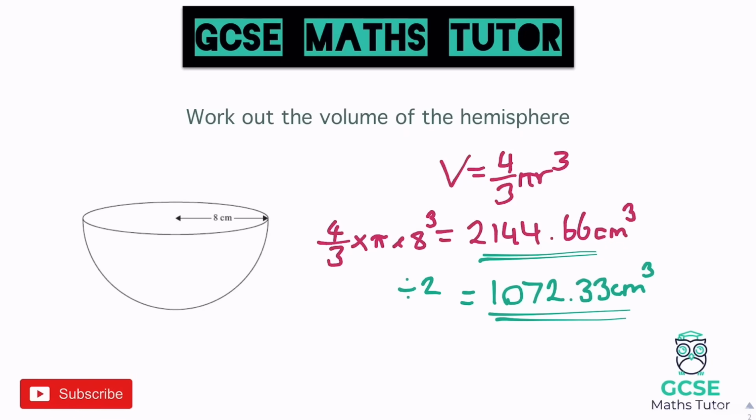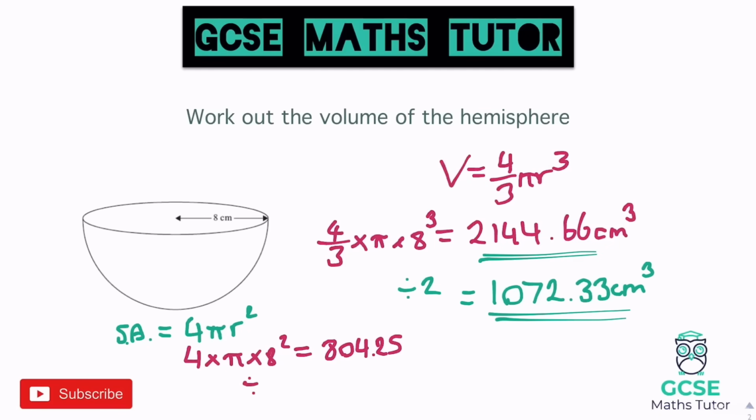Not forgetting as well, you could be asked to work out the surface area. And if you're asked to work out the surface area, again, it gives you the formula of a sphere. And the surface area of a sphere is 4 pi r squared. So again, if I was to work out the surface area of this one, it's a little bit more complicated, but only in the sense that we work out the full surface area. So we do 4 times pi times 8 squared. That gives us a surface area of a sphere being 804.25.